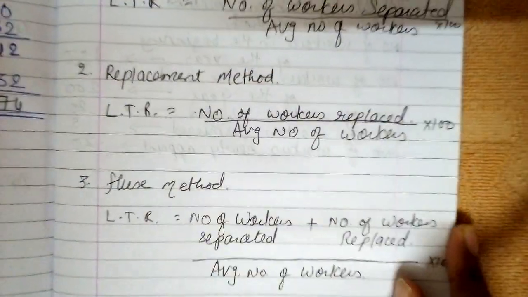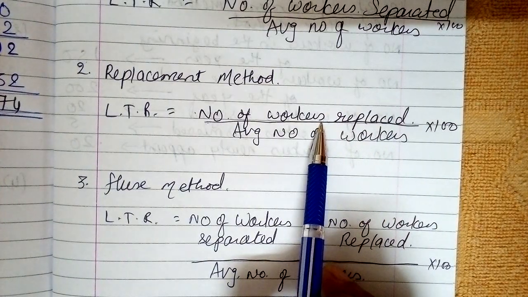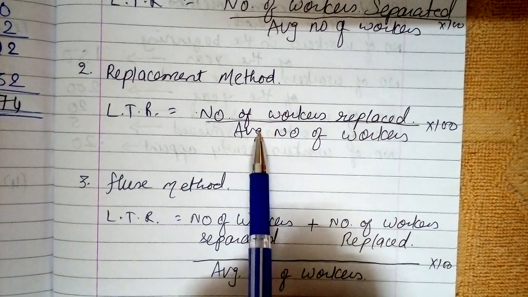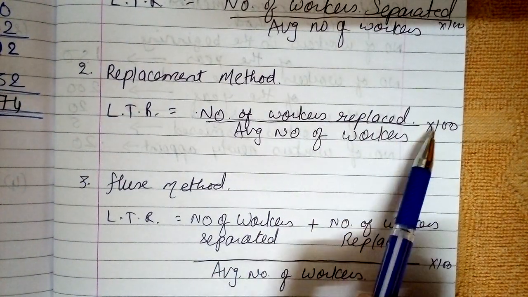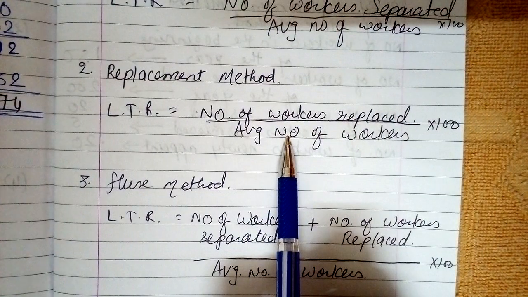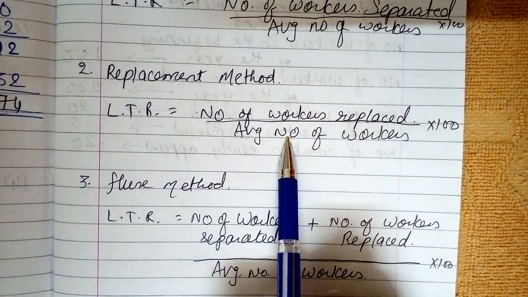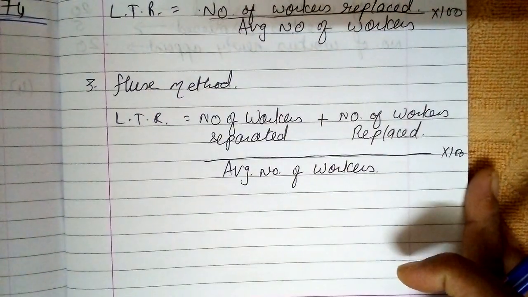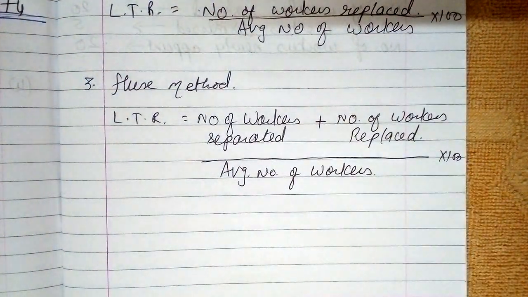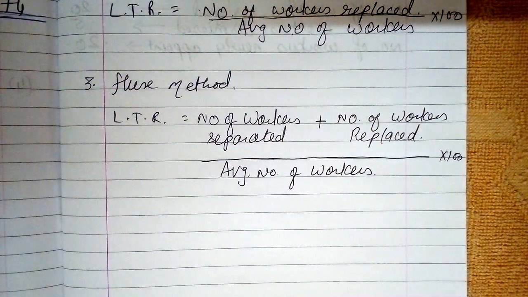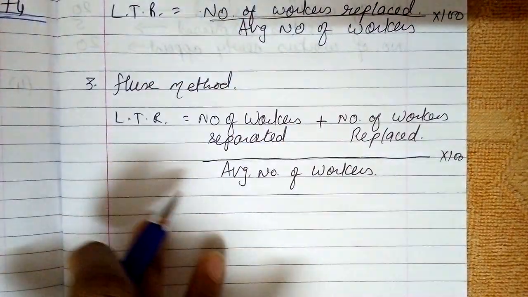Next, replacement method means the number of workers who are replaced in place of old workers. So that is number of workers replaced divided by average number of workers into 100. Average number of workers means number of workers at the beginning of the year and number of workers at the end of the year, or any time period which is given in the example. And the next one, flux method: number of workers separated plus number of workers replaced divided by average number of workers. This is nothing but the sum total of both the methods. So these all are the formulas.